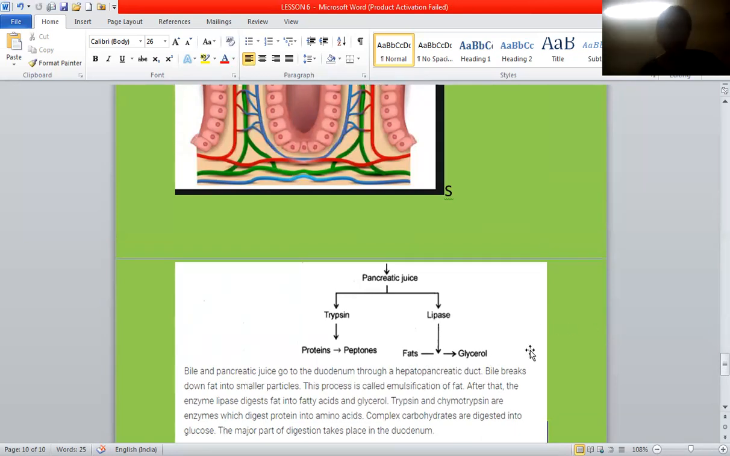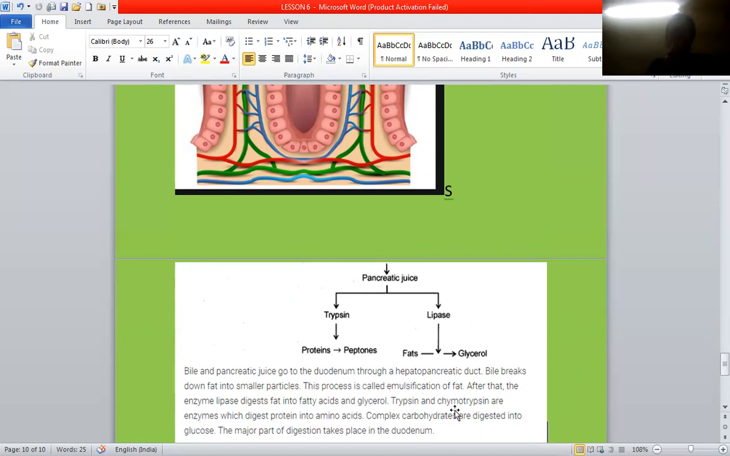Now, complete digestion and absorption of food has taken place. Bile and pancreatic juice go to the duodenum through a hepatopancreatic duct. Bile breaks down fat into smaller particles. This process is known as emulsification of fat. After that, the enzyme lipase digests fat into fatty acids and glycerol.